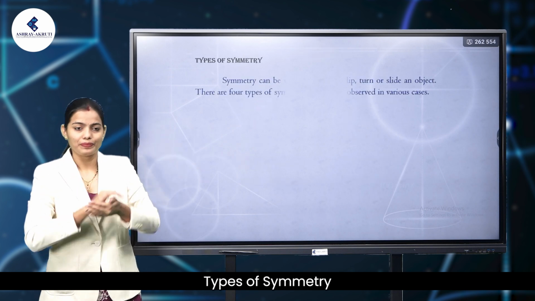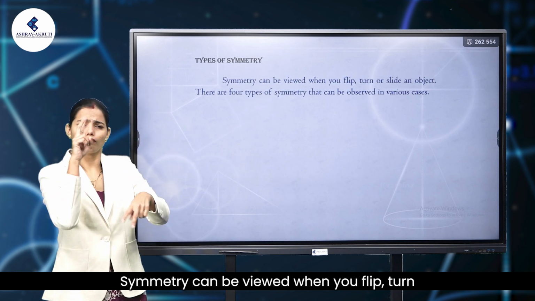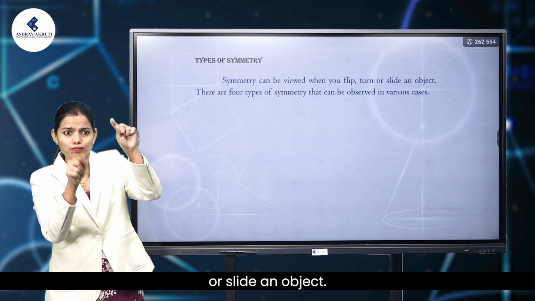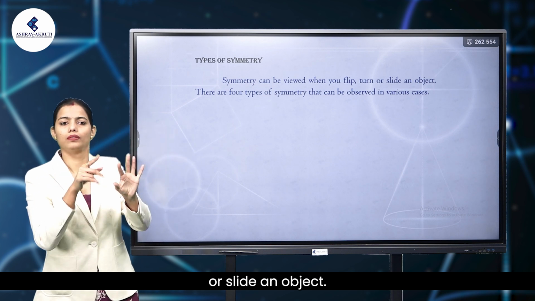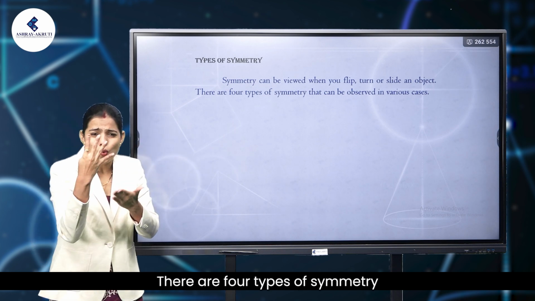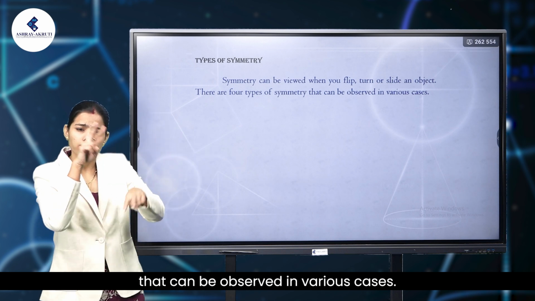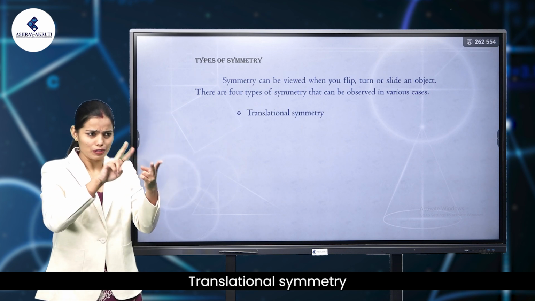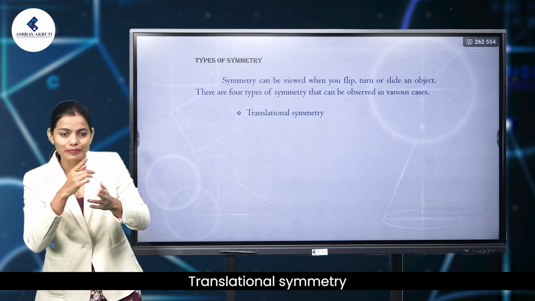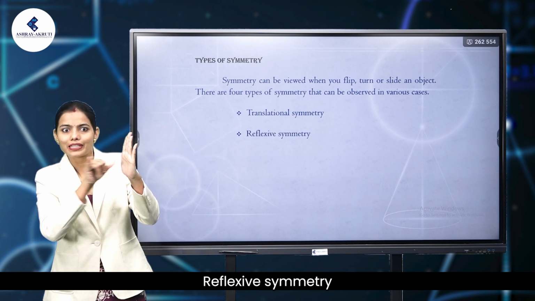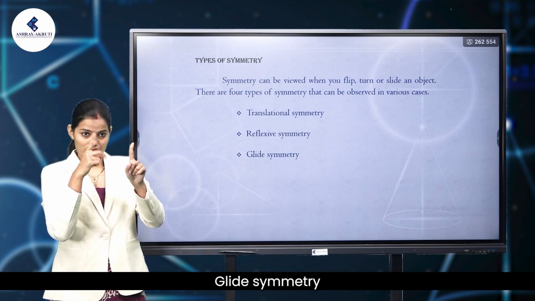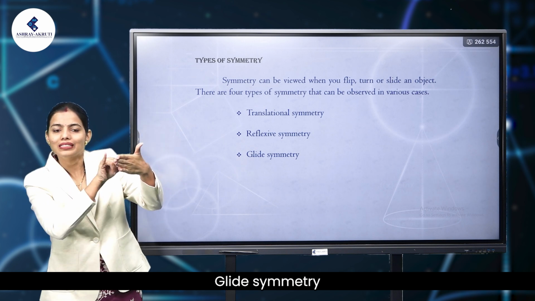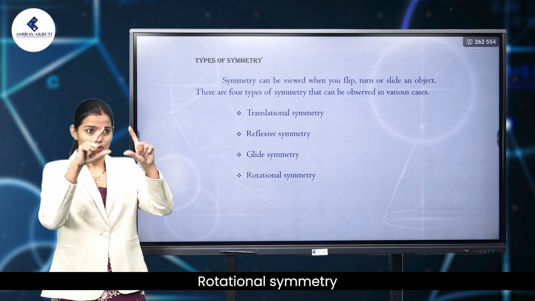Types of symmetry. Symmetry can be viewed when you flip, turn, or slide an object. There are 4 types of symmetry that can be observed in various cases: translational symmetry, reflective symmetry, glide symmetry, and rotational symmetry.